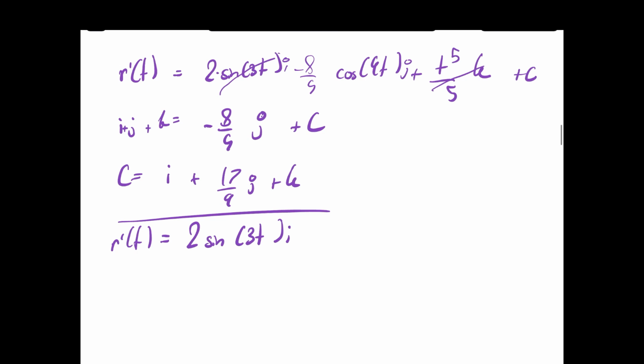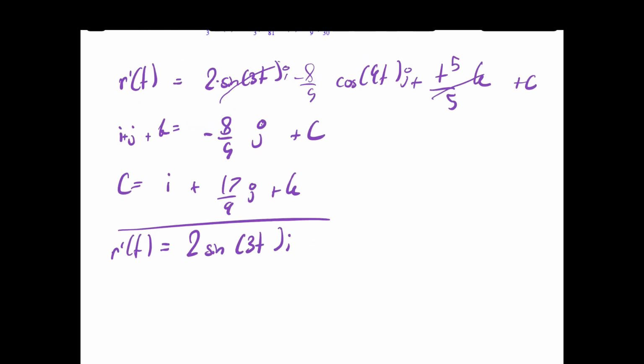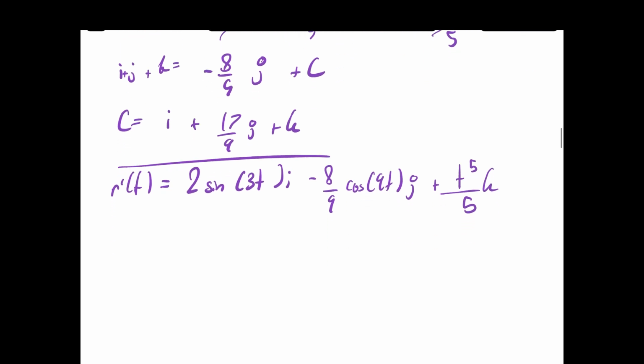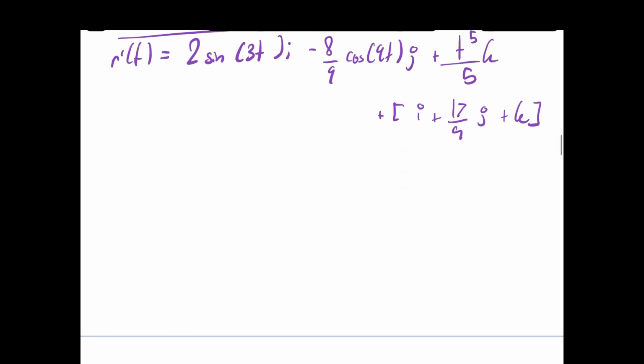So we did our first integration step. We subbed our R prime in. We have our c, and now I'm just going to write out fully what R prime at t is. Minus 8 over 9 cos 9t j, t to the 5 over 5 k, plus I plus 17 over 9j plus k. Awesome. And now we're going to integrate once more.